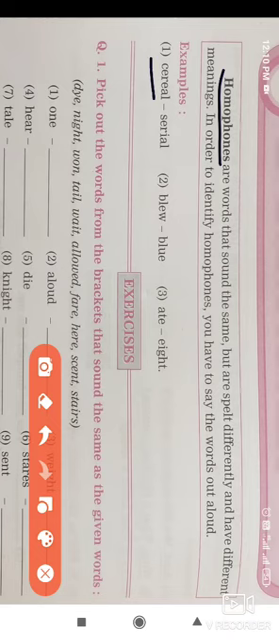Cereal and serial. It is the same sound, okay, but the spelling is totally different. Okay, look at the next example, that is blew and blue.